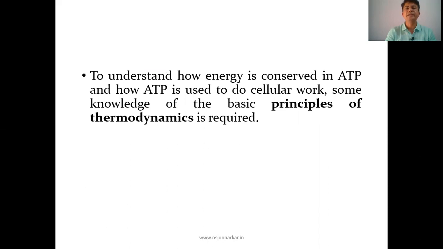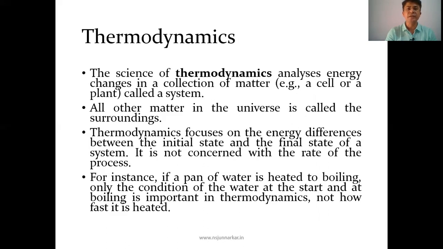To understand how energy is conserved in ATP and how ATP is used to do cellular work, some knowledge of the basic principles of thermodynamics is also required. The science of thermodynamics analyzes energy changes in a collection of matter, for example, a cell or a plant, called a system. All other matter in the universe is called the surroundings. Thermodynamics focuses on the energy differences between the initial state and the final state of a system. It is not concerned at all with the rate of the process.